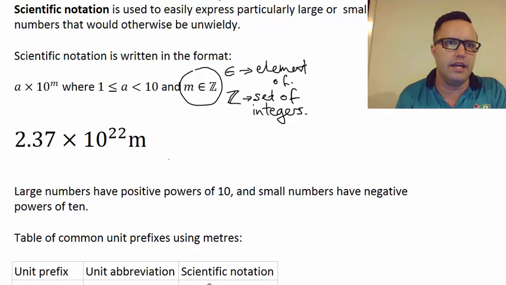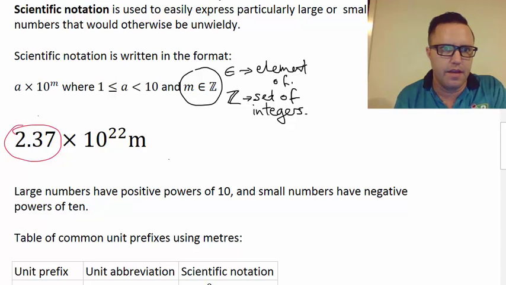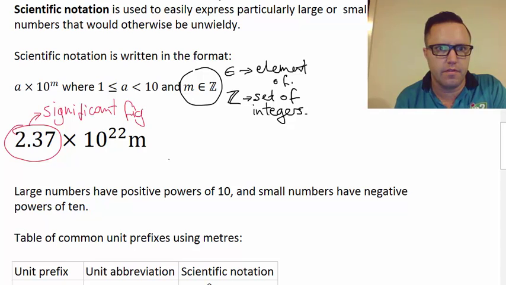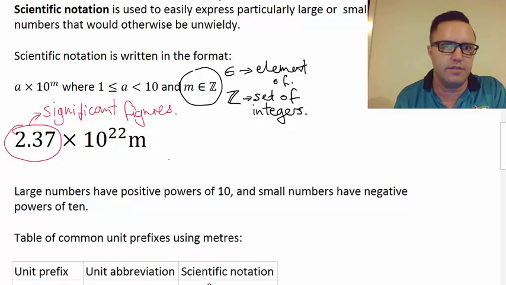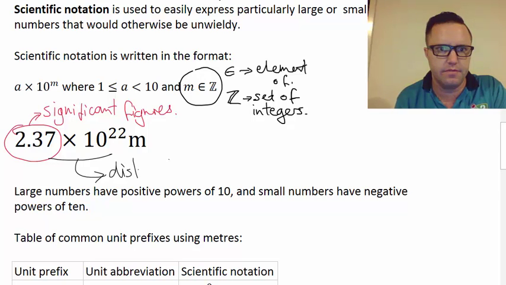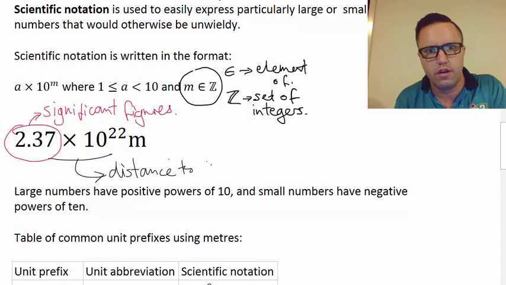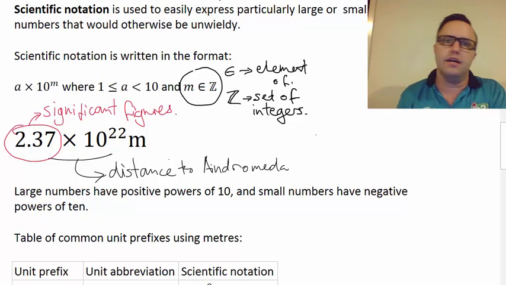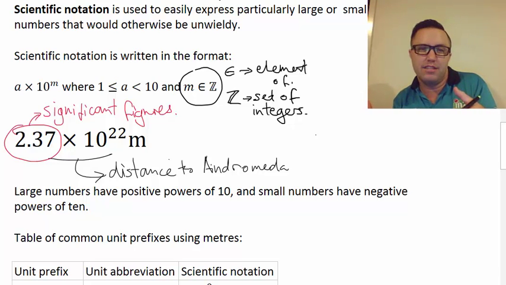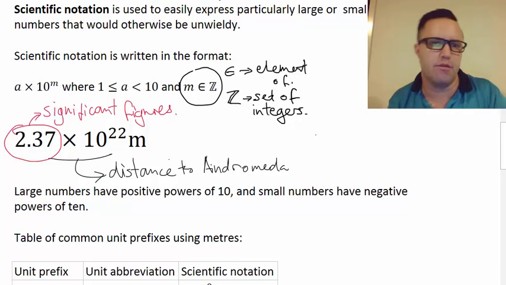Okay, so in this one here, a is this piece here, and this thing at the front is what we call the significant figures. Okay, significant figures, and then we've got the m part here, 10 to the 22. By the way, this number is the distance to the Andromeda Galaxy. And that's the one that's going to be colliding with us in a couple of million years' time or something. So, I don't know, look out for it. It'll probably be pretty bright.